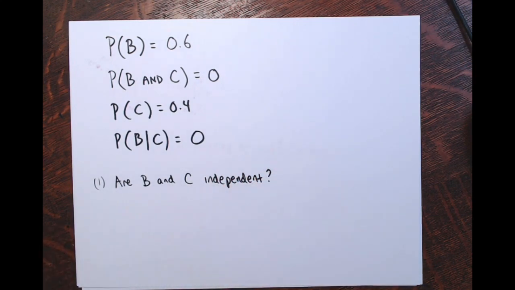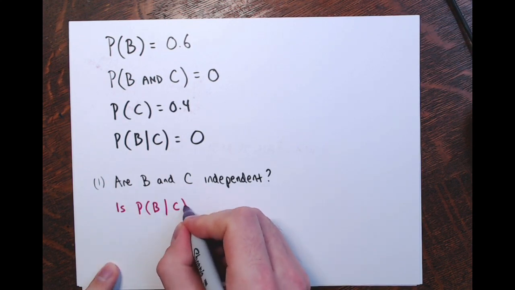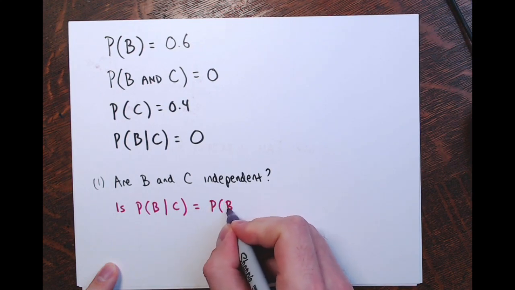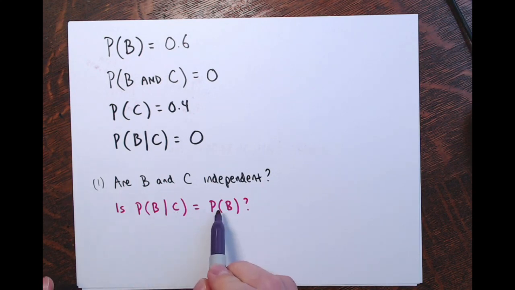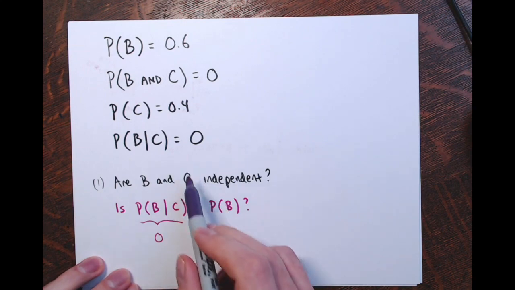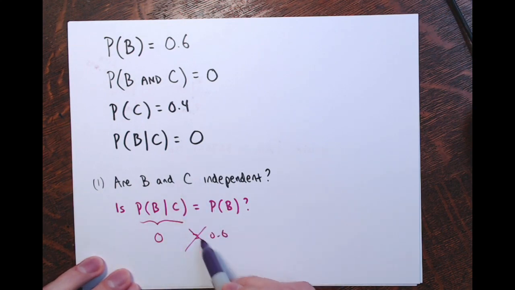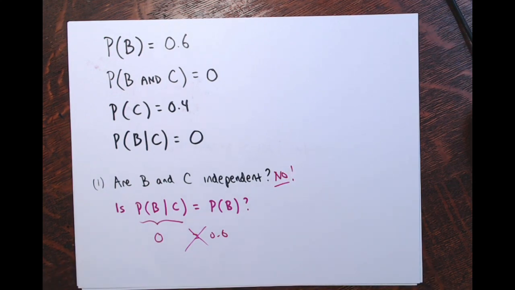Remember what we would have to show. Basically, is the probability of B given C equal to the probability of B on its own? Because if they were independent, C happening would have no effect on B happening. So the probability of B when C happens would be the same as just the probability of B happening on its own. Well, the answer here is no. Look, this is 0, and this is 0.6. That's not happening. So no, they are not independent. B and C are dependent events.